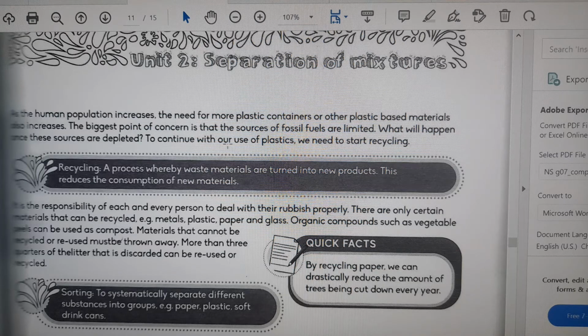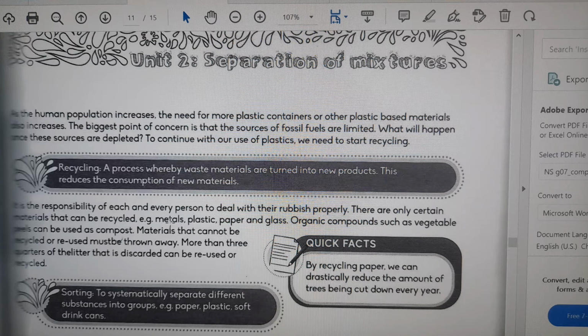Okay, to continue with our use of plastics, we need to start recycling. What is recycling? Recycling is a process whereby waste materials are turned into new products. This reduces the consumption of new material. Please, you need to know what recycling is. It is the responsibility of each and every person to deal with their rubbish properly. There are only certain materials that can be recycled.